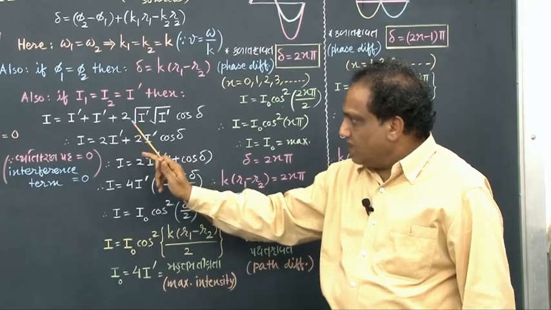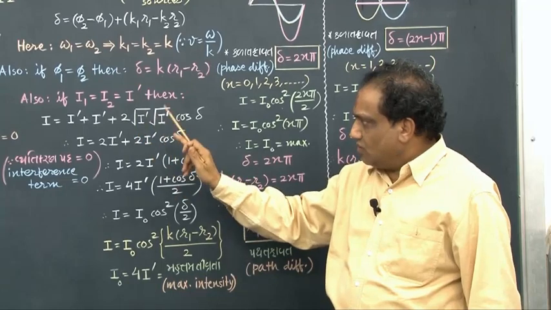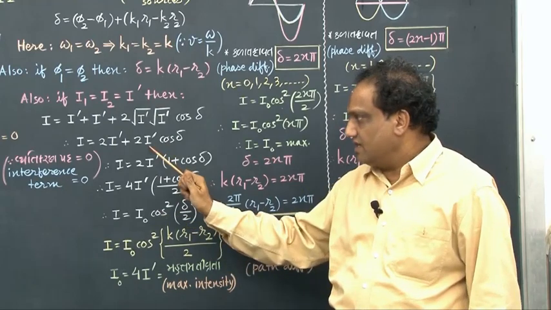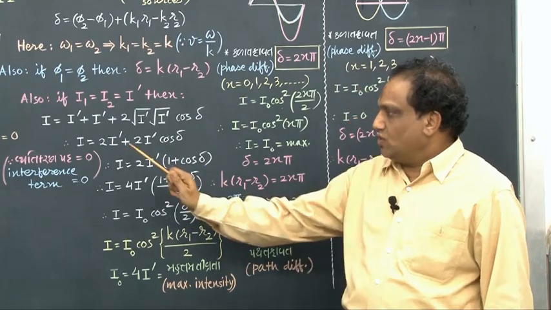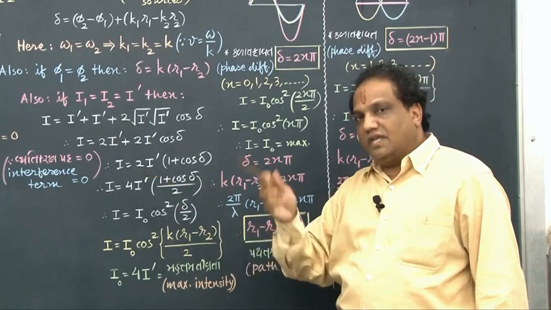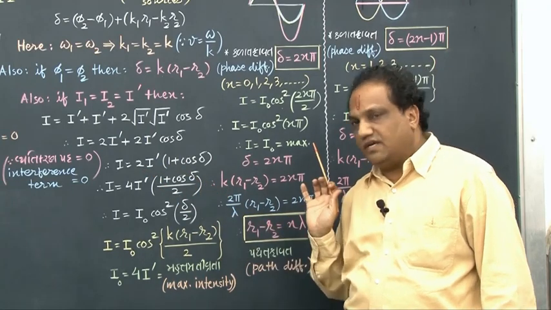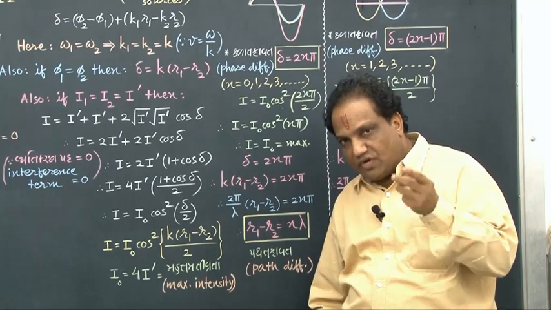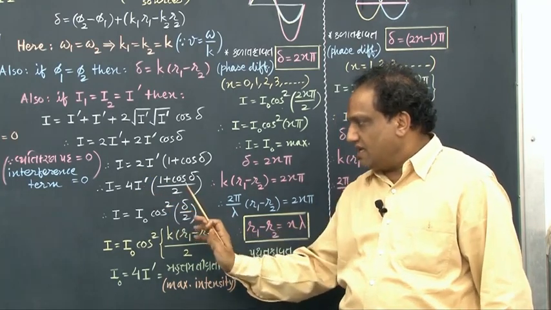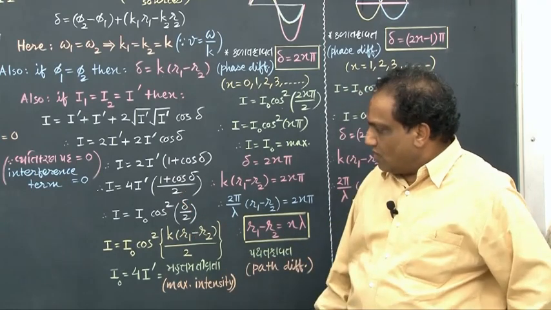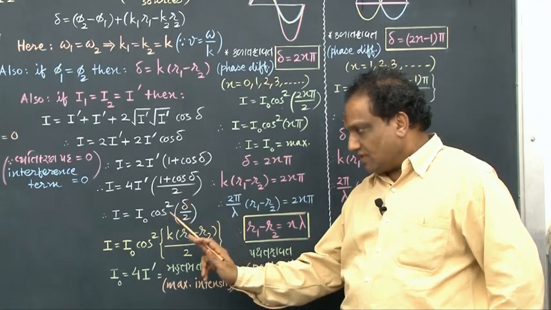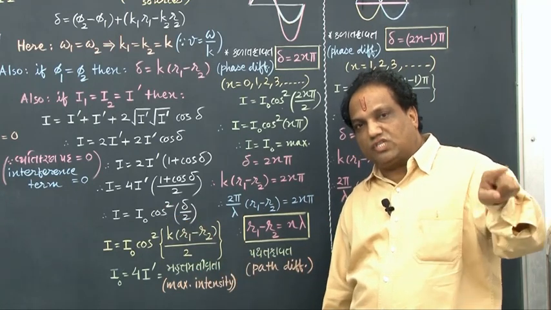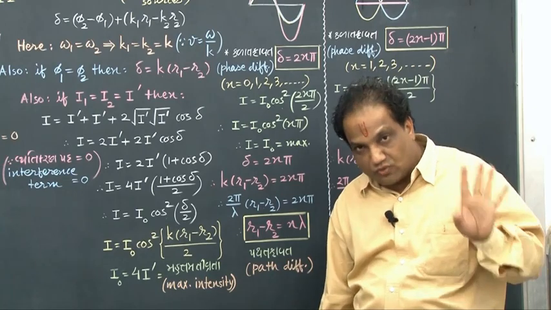Now I dash plus I dash, what is it? 2 I dash plus 2 under root I dash into under root I dash. It will be under root of I dash square, which is only I dash, cos delta. Now if I take 2 I dash common, inside the bracket 1 plus cos delta, correct? Multiply by 2, divide by 2. So it is now 4 I dash, and here it is divided by 2. And now, don't you know the cos square theta formula? Cos square theta is 1 plus cos 2 theta by 2.